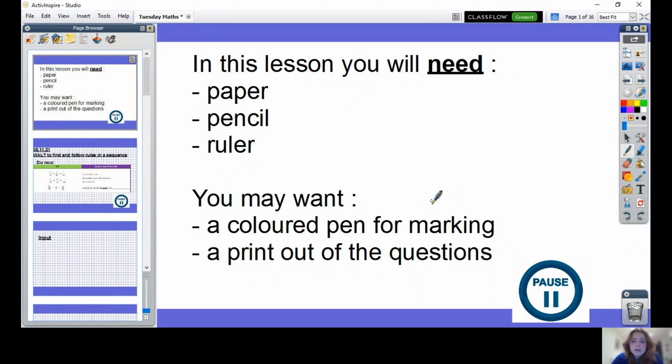In this lesson, you are going to need a piece of paper. Lined paper is fine, but squared paper would be even better if you do have some at home, but obviously lined paper is absolutely okay. You're going to need your pencil and a ruler. You may also want, but you do not need, a coloured pen for marking your own work and a printout of the questions pre-prepared. Again, you do not need these items, but they might help you if you would like them.